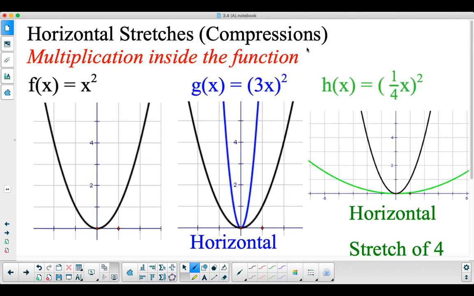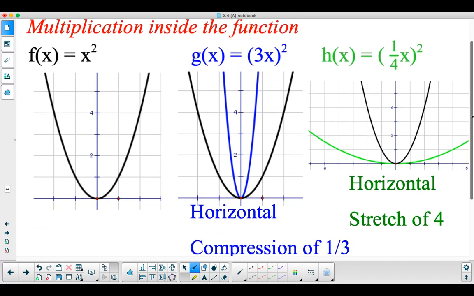Horizontal stretches or compressions, those happen inside the function. And they kind of end up seeming like a little bit opposite of what you would think. So if you're multiplying inside the function by 3, you're actually compressing that horizontally by 1/3. And then if you're multiplying by 1/4 here, you're actually stretching it horizontally, stretching it outward by a factor of 4.